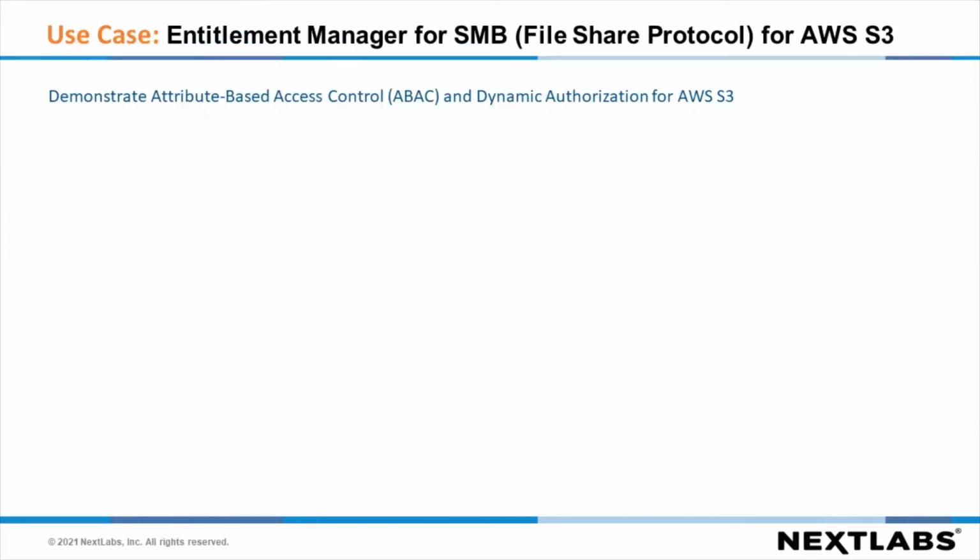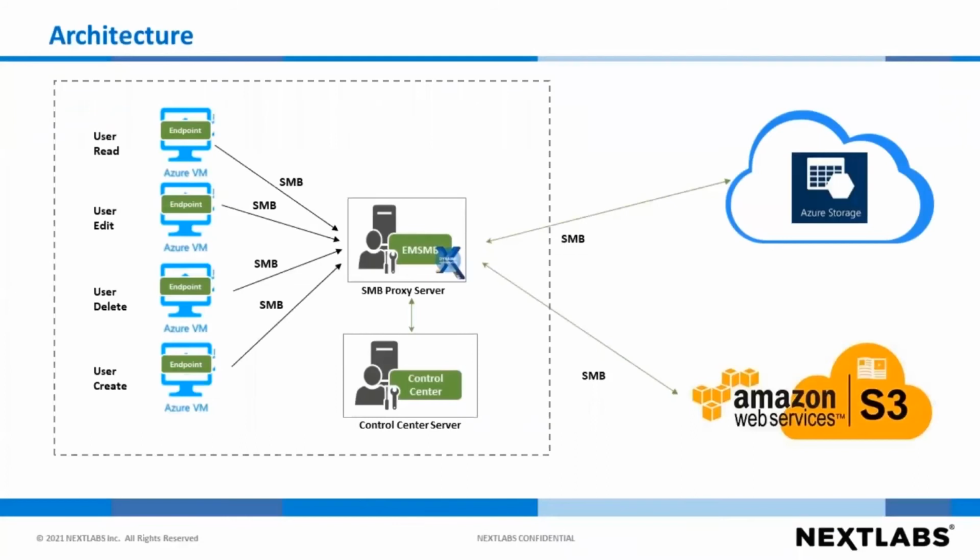In this demo, we'll show the NextLab's Entitlement Manager for SMB. We'll show attribute-based access controls and dynamic authorization for AWS S3. In this architecture diagram, we see the NextLab's Control Center server. This is where dynamic authorization policies are created and managed. We also see the NextLab's Entitlement Manager for SMB. This is a server that is protecting AWS S3 and Azure files. Instead of users connecting directly to the cloud storage, they connect to the NextLab's Entitlement Manager.